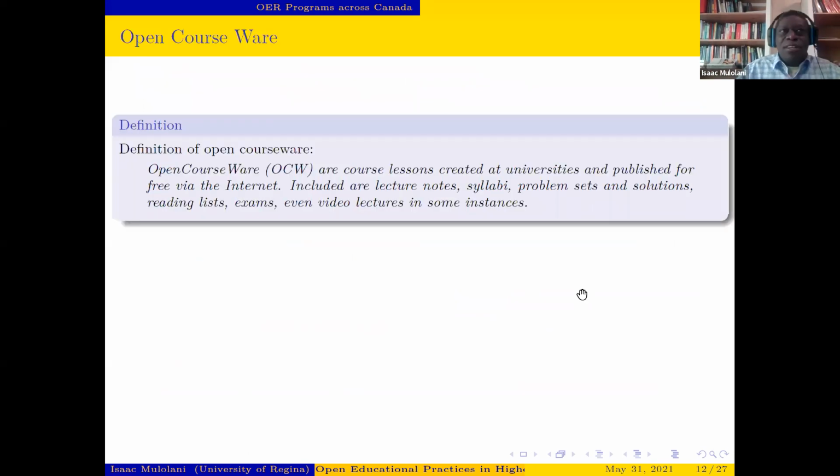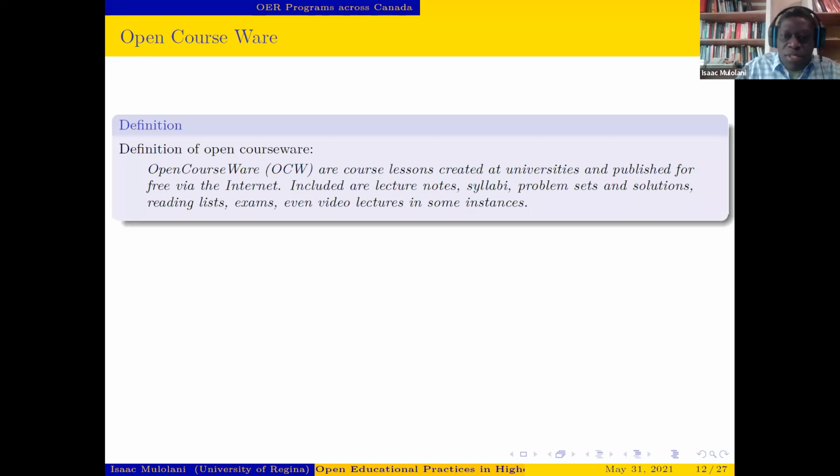Now, I will talk about something called Open Courseware because I'm going to use it later on. When I defined open educational resources, I actually included Open Courseware. As you'll see here, it's lecture notes, syllabi, problem sets, solutions, reading lists, exams, video lectures, and even courses, right? Course content.